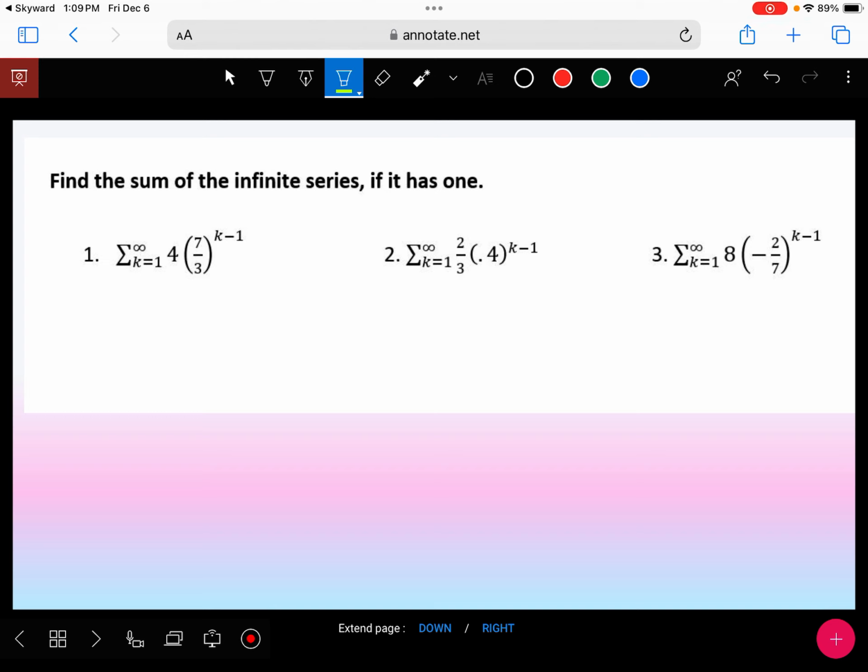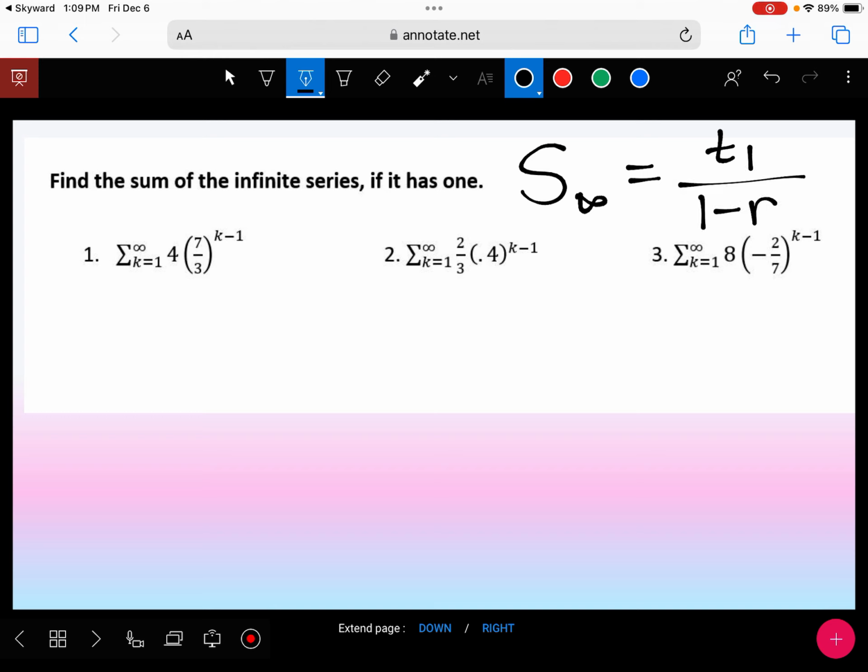So I want you to look at these 3 and figure out which ones have a sum. If it has a sum, use the sum formula. Here is the sum formula for an infinite series. Sum of an infinite series is T1 over 1 minus R.